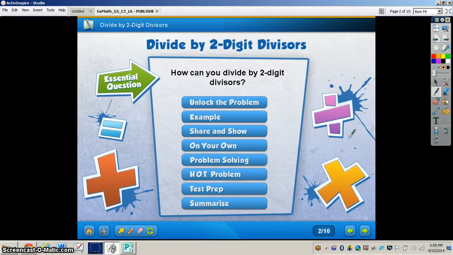In this video, we're going to be taking a look at how you can divide using two-digit divisors, or divide by two-digit divisors. You will need your Go Math book, your math journal, and a pencil out. You need to turn your Go Math book to page 83, and we will take a look at the problems on page 83.